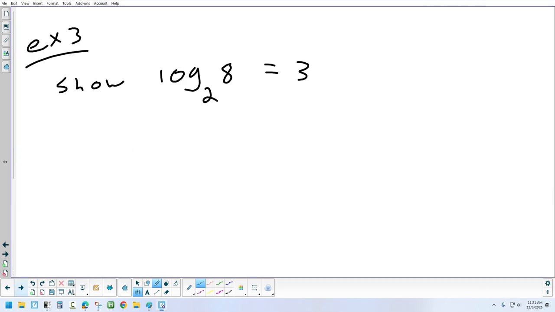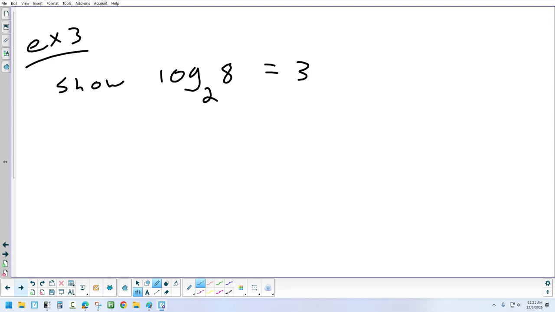All right, let's try this one. So this one says to show that what is on the left is the same as what is on the right. What kind of equation is that? Log form or exponential? Log. What's the only thing that we know how to do so far with an equation that is in log form? Yeah? Turn it into an exponential. Let's change it to exponential and see if it's true.